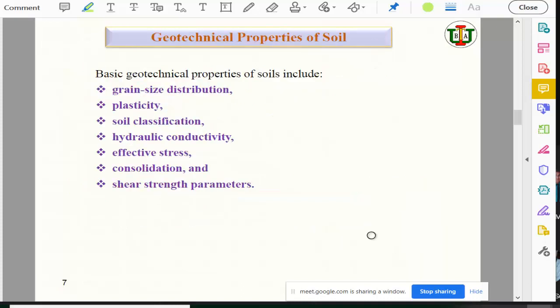Then we discussed some soil properties and some testing issues that we conducted last semester. From the lab experiments, you already know grain size distribution, plasticity of soil, soil classification, and hydraulic conductivity of soil. These basic properties of soil you already know from last semester, and they are going to help this semester.